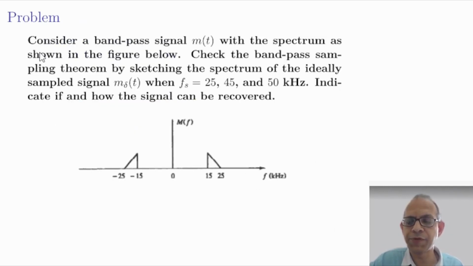The problem is as follows. Consider a bandpass signal m of t with the spectrum m of f shown in the figure here. Check the bandpass sampling theorem by sketching the spectrum of the ideally sampled signal m delta t when the sampling frequencies are taken as 25 kHz, 45 kHz and 50 kHz. Also indicate if and how the signal can be recovered.